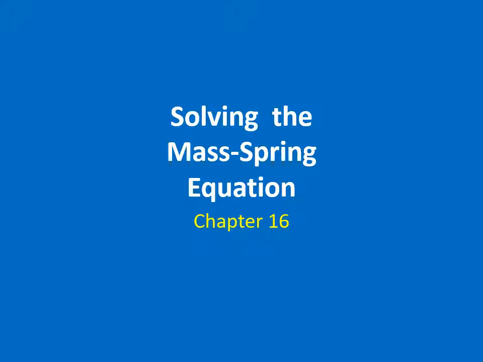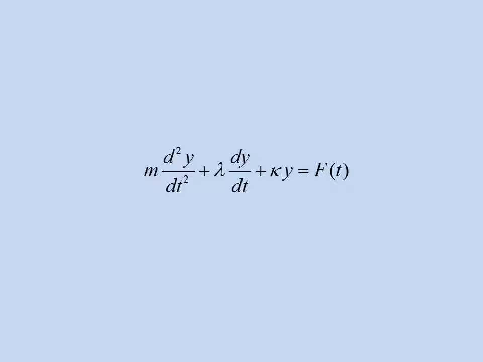In the first video for chapter 16, we saw how we could derive the equations for the mass spring system. And now we want to take a look at solving the equation for the mass spring system. Here's the description of the variables that we are using.